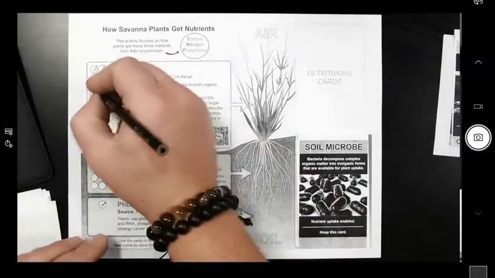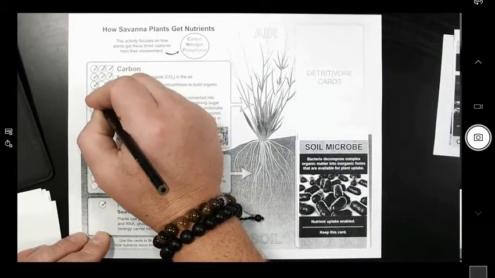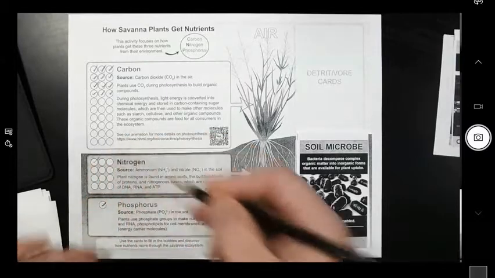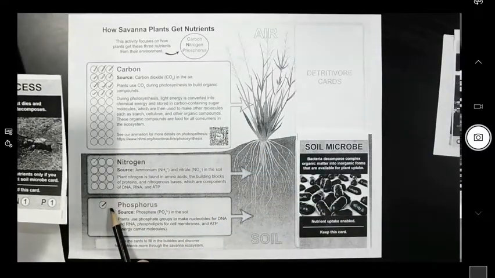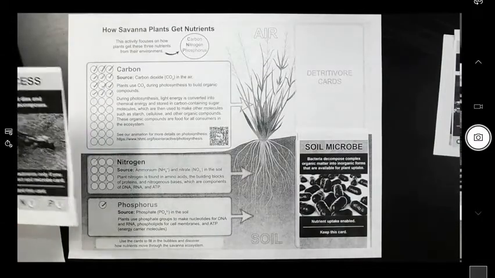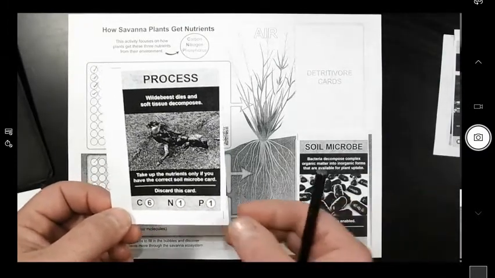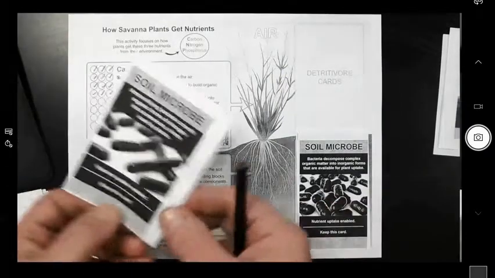All right, our 6 carbon: 1, 2, 3, 4, 5, 6. Our 1 nitrogen. And we already have a phosphorus. We only needed 1, so our phosphorus is completed. That means this phosphorus is just going to stay in the ground for right now. What do we have next?